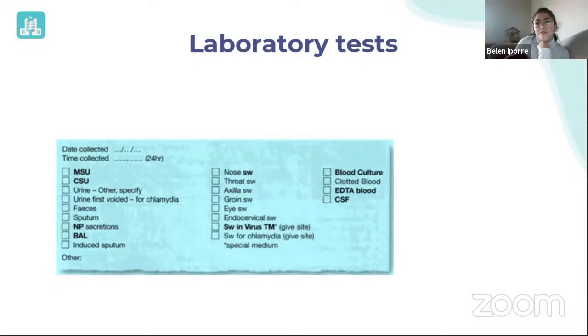And yes, it depends. If you suspect a patient has AIDS, you can ask for an EDTA blood test, or maybe to look for chlamydia, like it says, or maybe if he has another disease in his lungs, like COVID, I don't know, you can ask for nasopharyngeal secretions, the BAL, or induced sputum. It depends, I think.